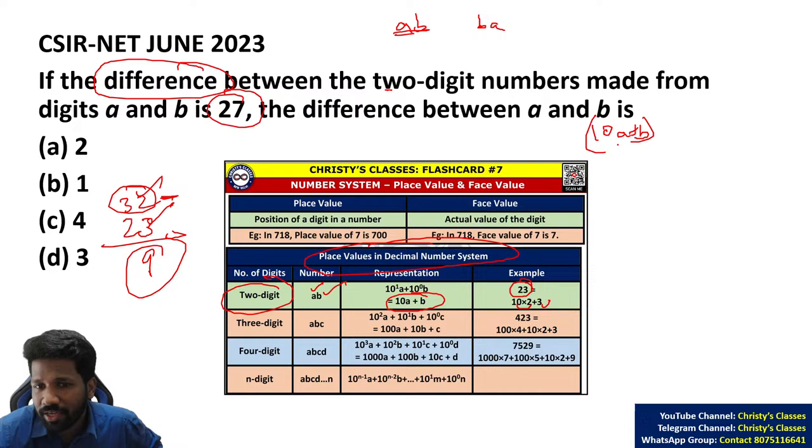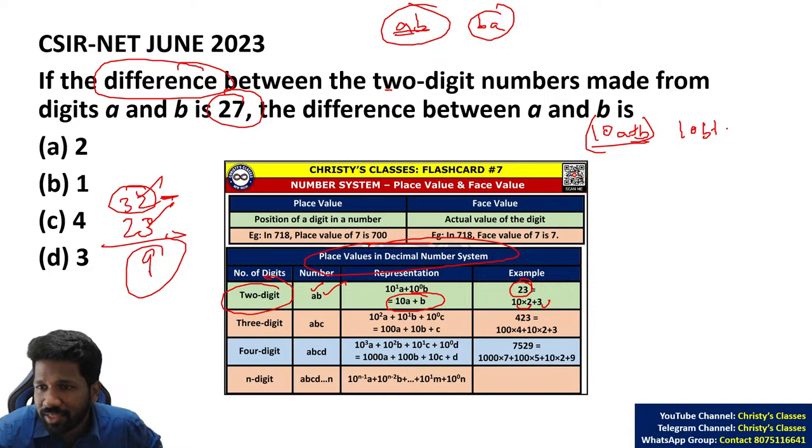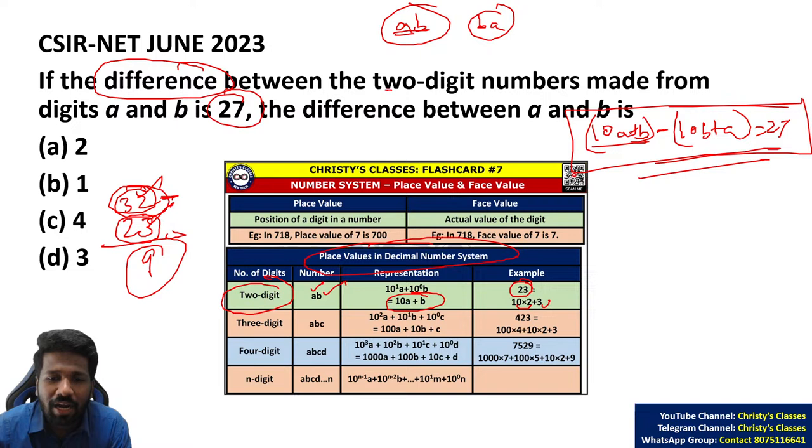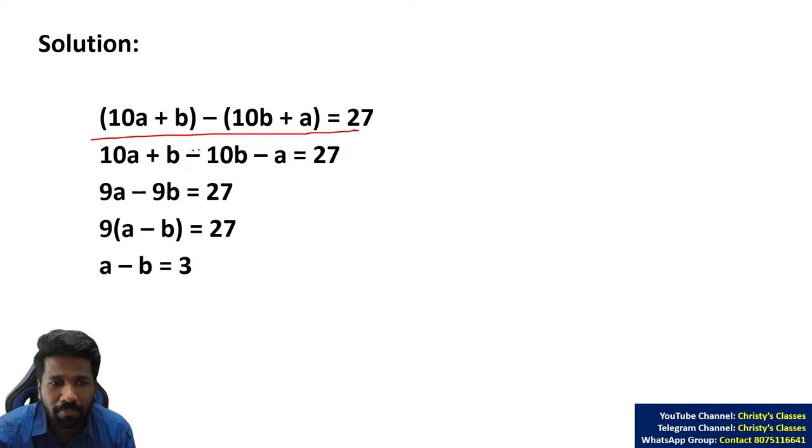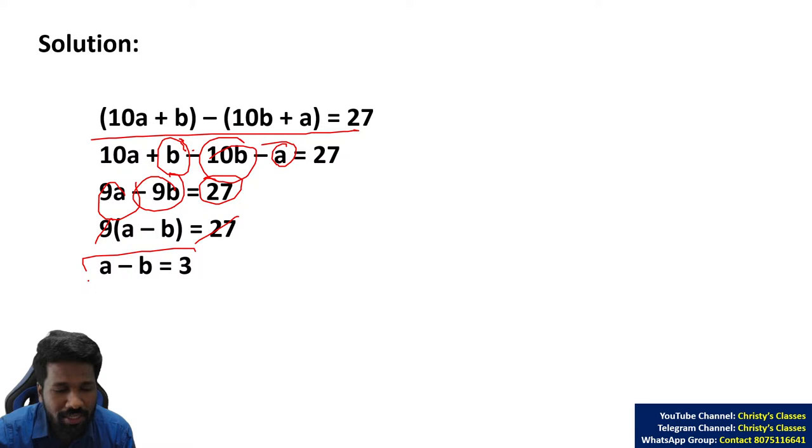Let 10a plus b be the two digit number. Its reverse is ba, and the number can be written as 10b plus a. Like 20 plus 3 is 23, and 30 plus 2 is 32. So 10a plus b and 10b plus a. The difference of these two should be 27. All of you understood this equation? Then start simplifying it. It is so easy. Opening up the bracket, minus minus, 10a minus 1a is 9a, 1b minus 10b is minus 9b, equal to 27. 9 is common, so cancel it. a minus b is 3.